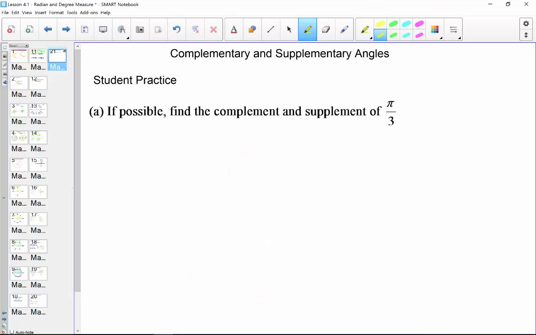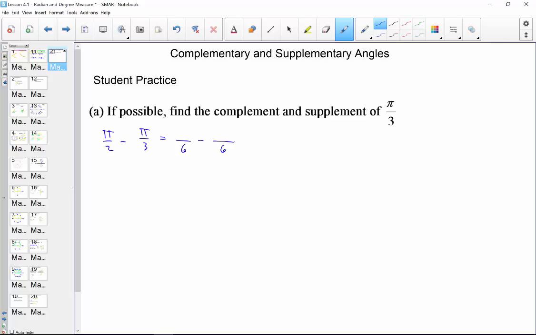Now try a problem on your own and see if you can find the complement and the supplement of pi over 3. To find the complement of pi over 3, we need to find another angle that when we add it to pi over 3, it equals pi over 2. So therefore, we're going to subtract pi over 3 from pi over 2. We need to find a common denominator. 6 should work nicely.